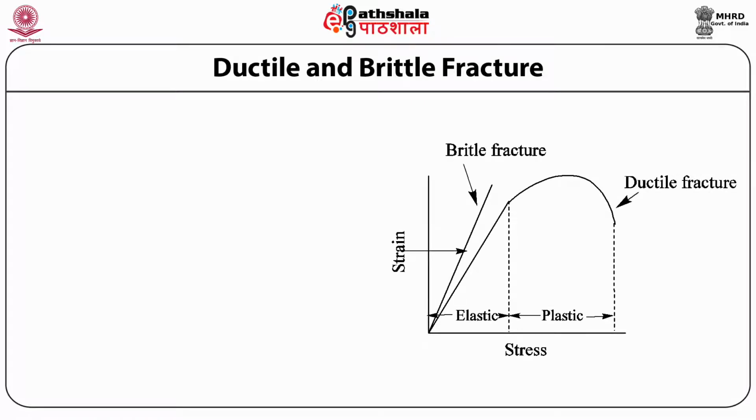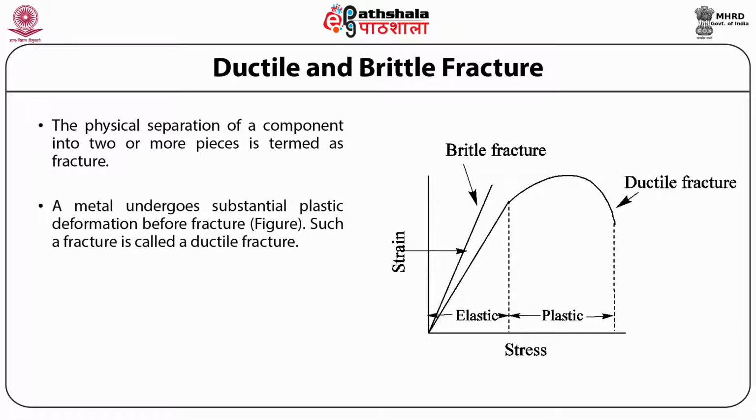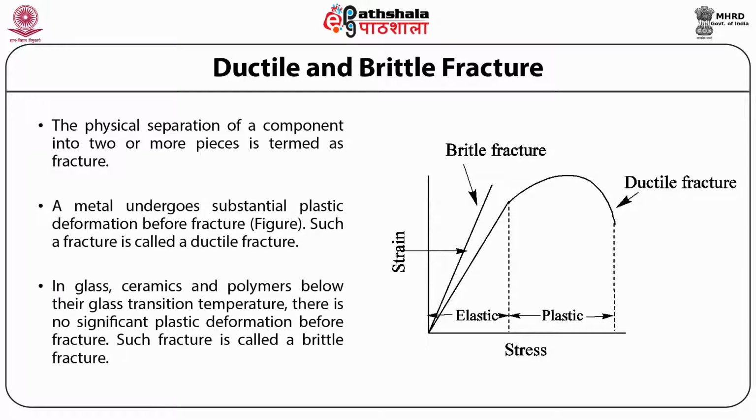Ductile and brittle fracture. So students, the physical operation, the separation of a component into two or more pieces, is termed fracture. In general, if a metal specimen is deformed in a tensile machine, it undergoes substantial plastic deformation, as manifested by reduction in its cross-sectional area and elongation of its gauge length. Such a fracture is called a ductile fracture. In other materials, such as glass, there is no significant plastic deformation before fracture. Such a fracture, accompanied by little or no plastic deformation, is called brittle fracture.